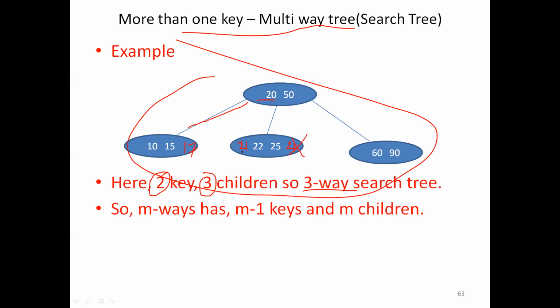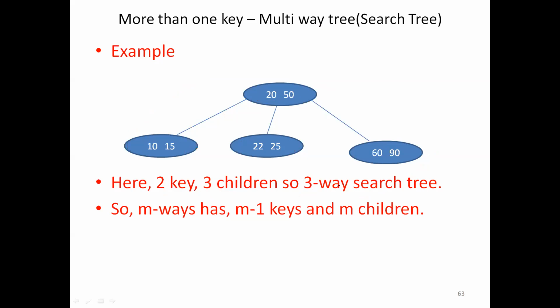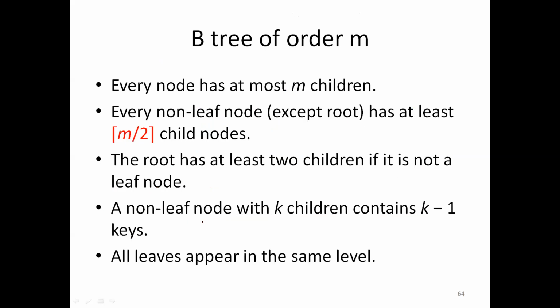So for a three-way search tree, a node has 3 children, 1, 2, 3, and it has 2 keys. Here the keys represent a decision: on which side, in which child, the element should be placed. In the same way, an m-way node has m minus 1 keys and m children. Fine. Now, B tree of order m.